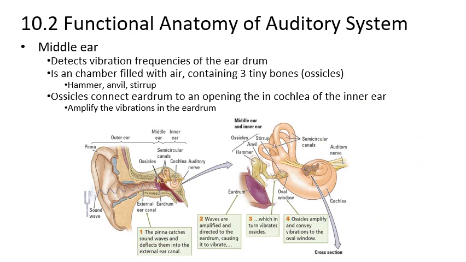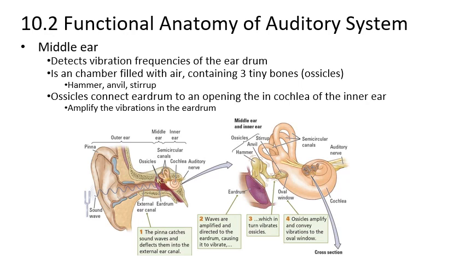So the middle ear detects the vibration frequencies of the eardrum. The middle ear is actually a chamber, and it's filled with air. And inside are these three tiny little bones that have official names, but they also sort of look like a hammer, an anvil, and a stirrup. So often they're called that.